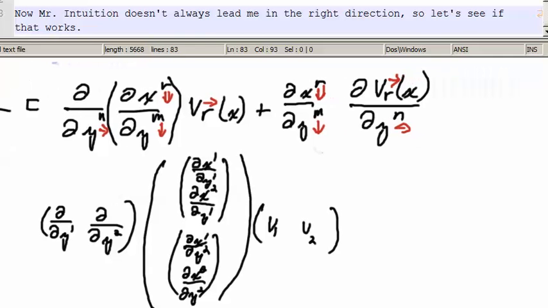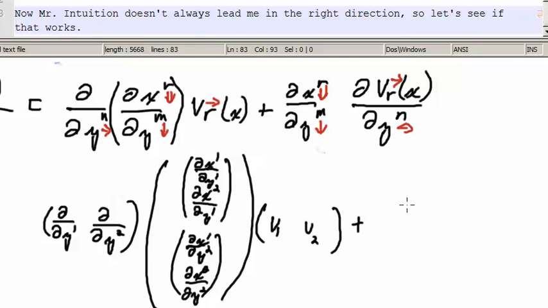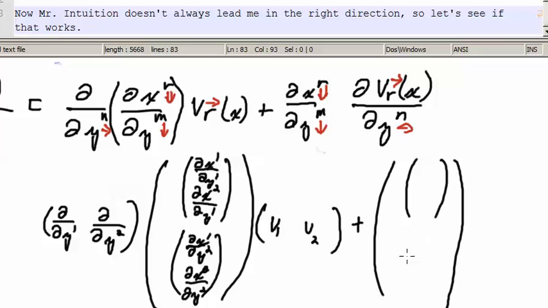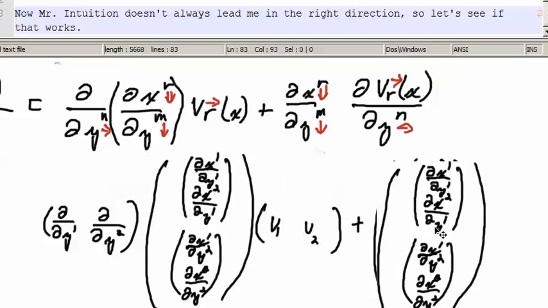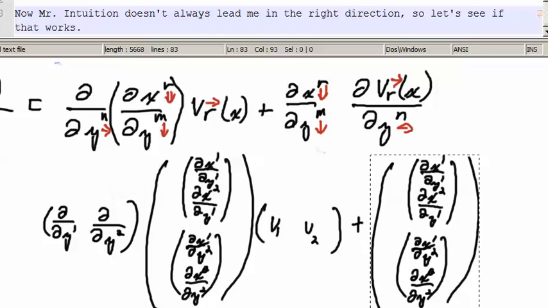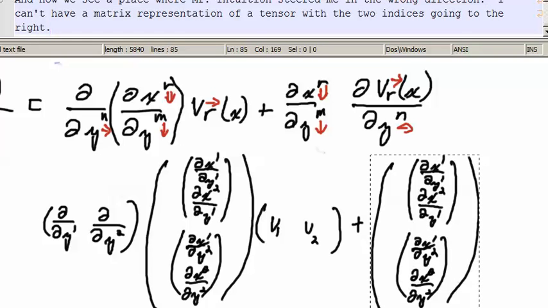And for the other matrix, it would look like, again, double down. So double down over down is going to look like this. As a matter of fact, it's identical to that. So I'll just copy it over. And now we see a place where Mr. Intuition steered me in the wrong direction. I can't have a matrix representation of a tensor with the two indices going to the right. This one needs to be down.